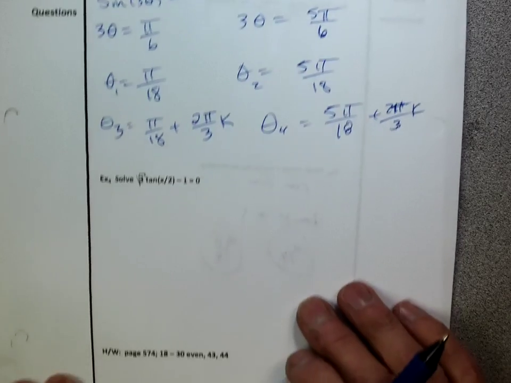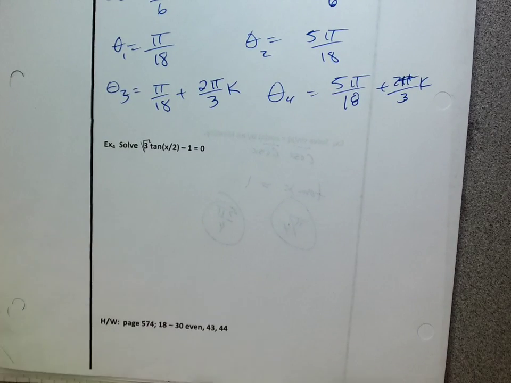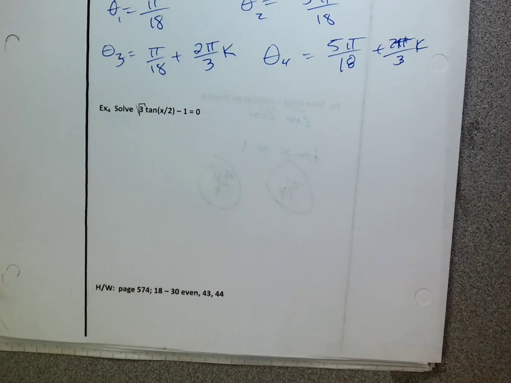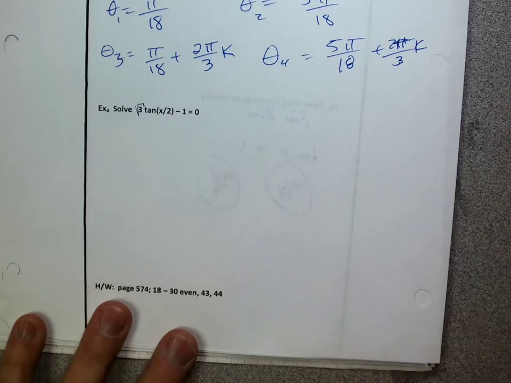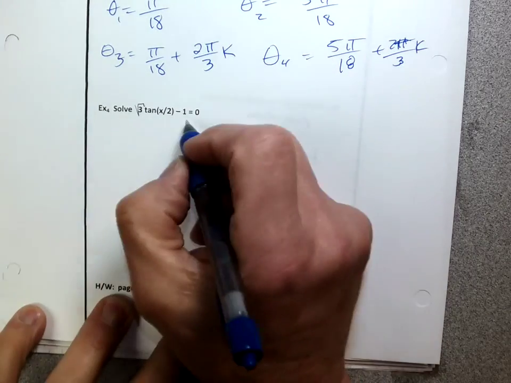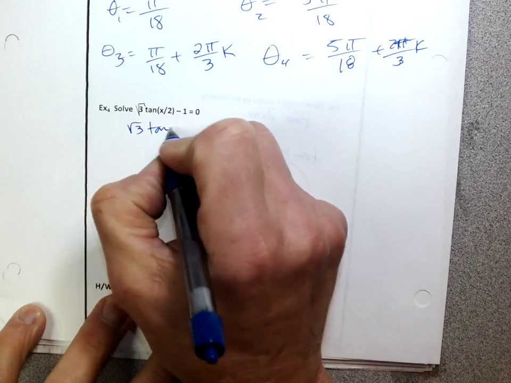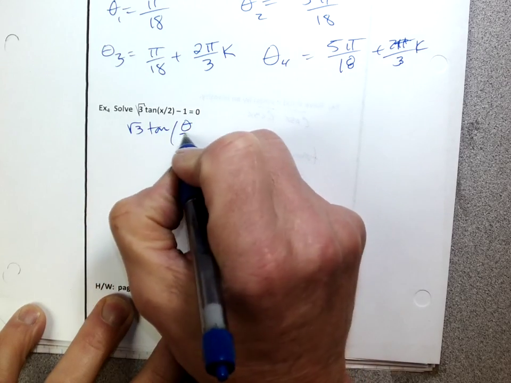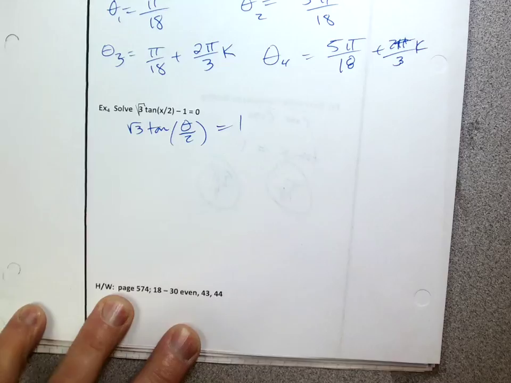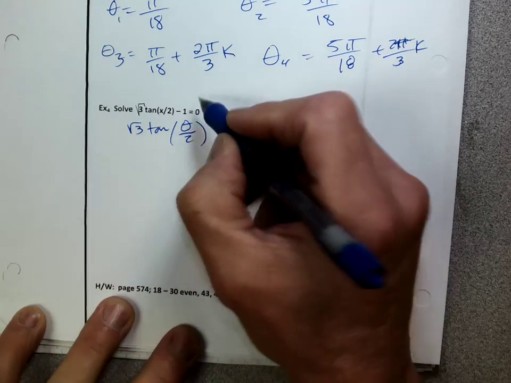Okay, now, let's look at example 4. Before I do a whole lot, let's first solve it as much as we can. So divide by the square root of 3, first plus 1, square root of 3, tangent of, let's make it theta over 2, equals 1, right? I just added the 1, brought over the 1.